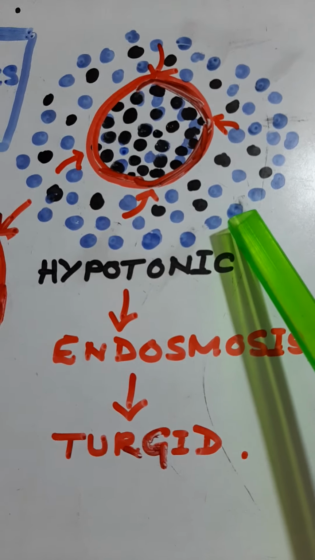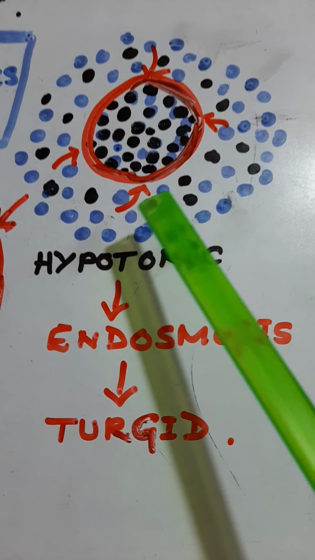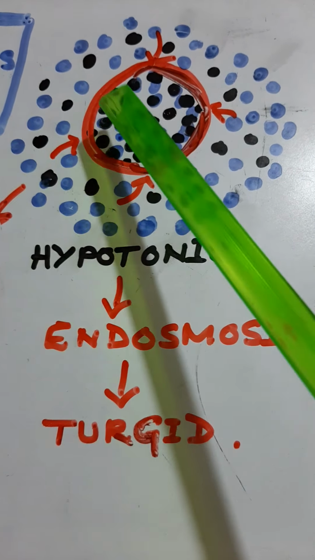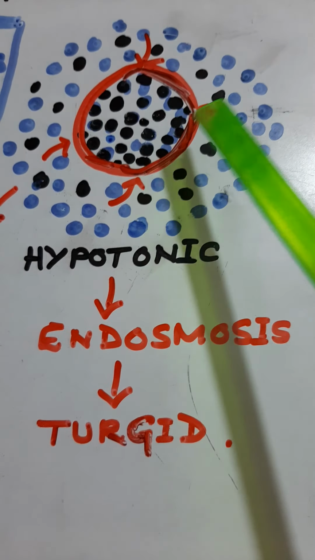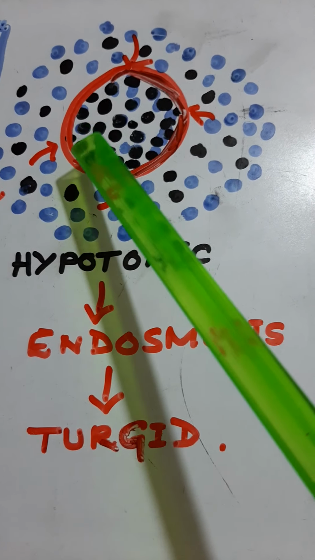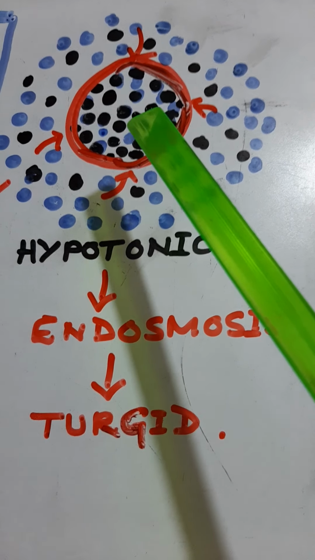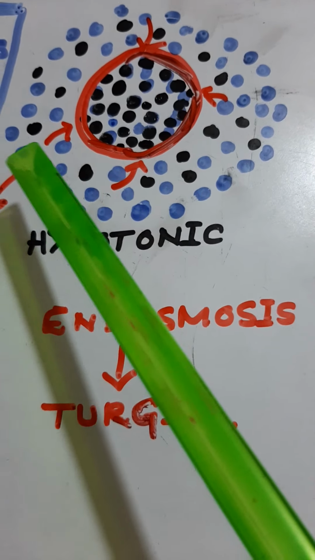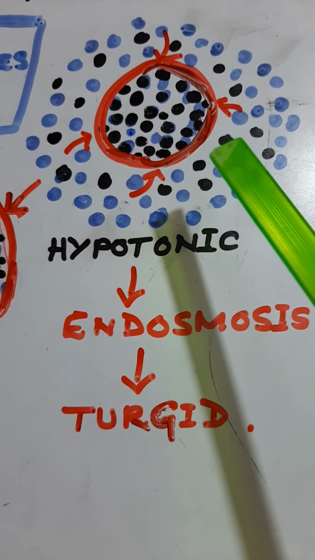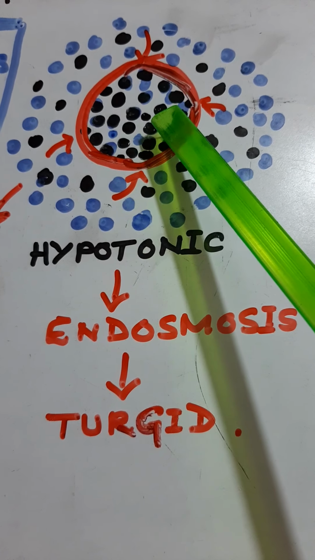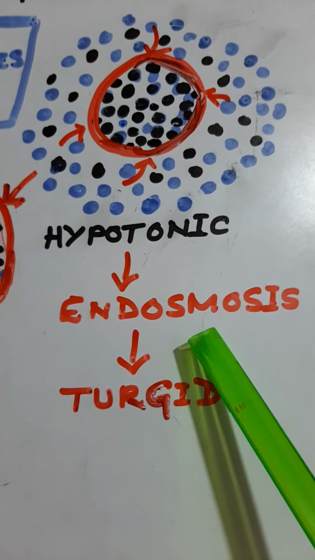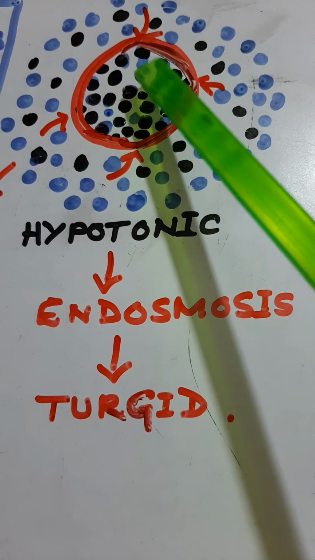Whenever there is hypotonic solution, water molecules will move from outside to inside. More water molecules will move from outside to inside. A few molecules of water will come out from inside, but that's going to be very negligible. More water will be moving from outside to inside. Now when water moves from outside to inside of the cell, it is called endosmosis. Water entering the cell.